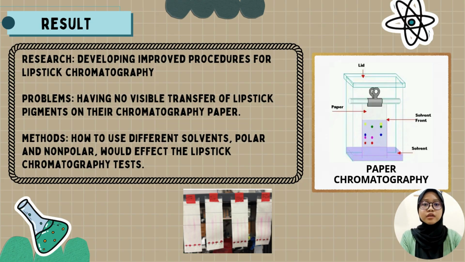As we chose paper chromatography, the experiment will focus on how to improve a lipstick chromatographic method. At first, we faced a challenge: no visible pigment transfer was seen on the paper. To fix this, we tested different solvents, both polar and non-polar, to see how they affect pigment separation. The goal was to find a solvent that could give a clearer and more effective result.